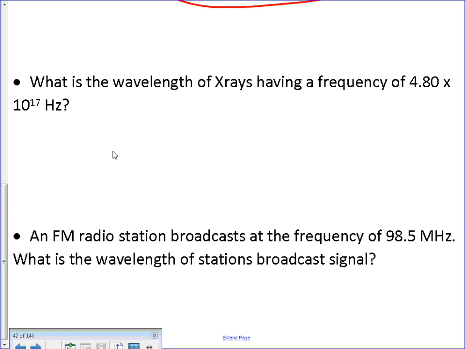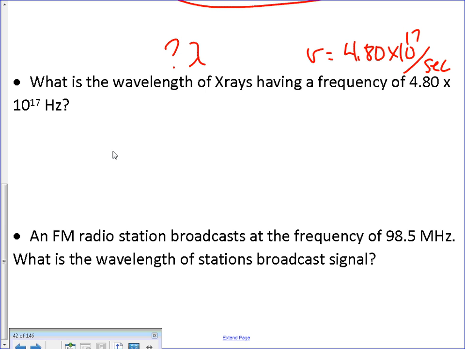What are you doing both? One? Okay. So, what is the wavelength of X-rays having a frequency of 4.80 times 10 to the 17th? What's hertz again? Per second, right? So seconds to the negative 1, or however you want to write it.